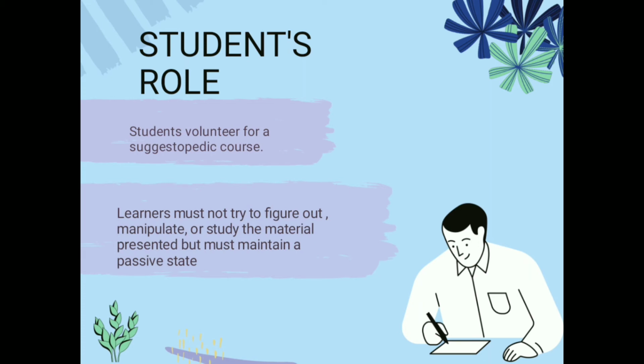The student role. First, student is a volunteer for a Suggestopedic course. Second, the learner must not try to figure out, manipulate, or study the material presented, but must maintain a passive state.